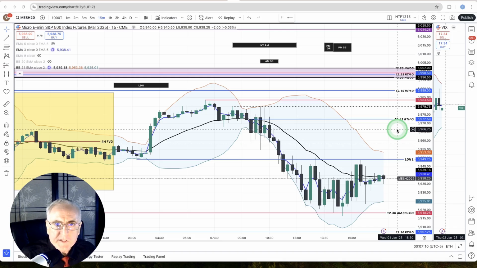The go-to 15-minute chart on the S&P Mini. Save the best for last. This is the dessert. So this is the breakdown. You can see why I was bullish here. This is the London session, 4 a.m. in the morning. We go up here, we come back down to the middle Bollinger Band.